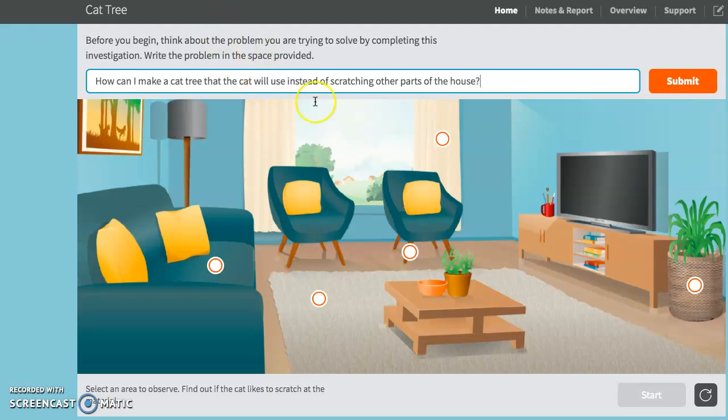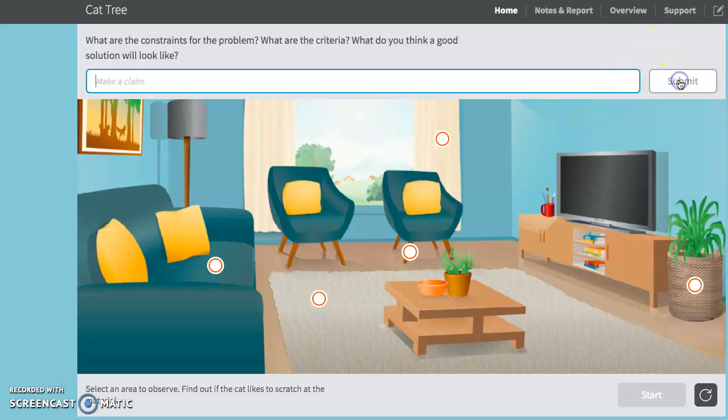So if I'm going too fast, because I type really fast, just remember that you can always pause this video to catch up right here, or it's on YouTube, so you can go to a slower setting, okay? Then I can submit this. What are the constraints for the problem? What are the criteria? What do you think a good solution will look like?